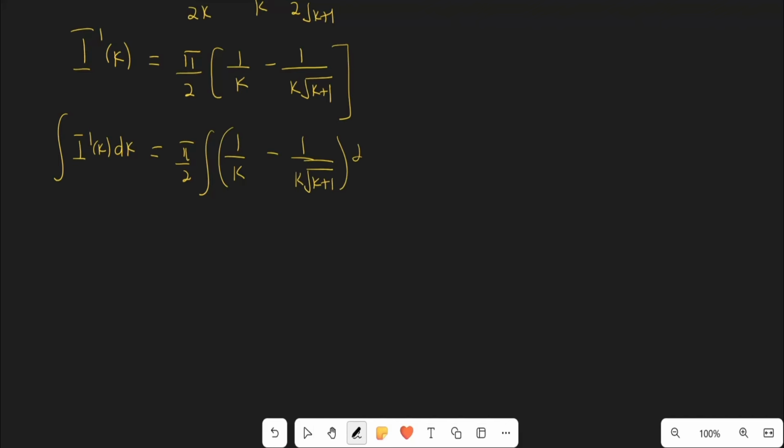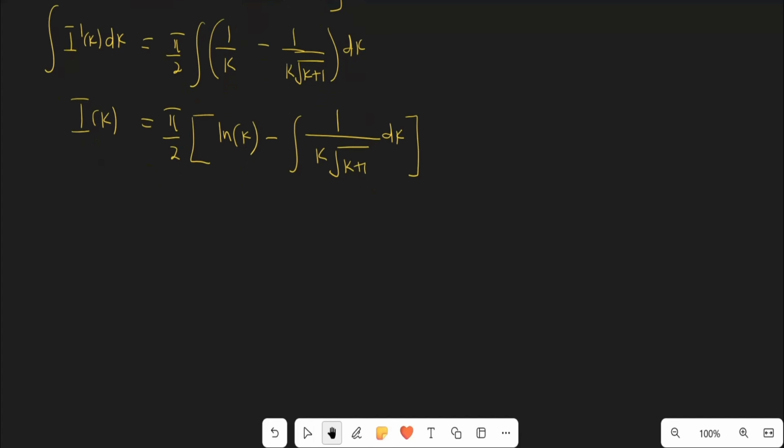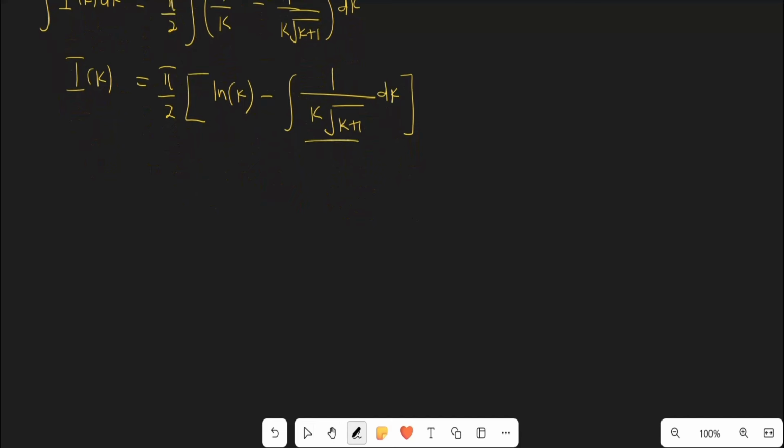All this with dk. So integrating this gives I of k, which I want, and now I have pi over 2, and then integrating 1 over k in the k world is the ln of k, right, minus the integral of 1 over k times the square root of k plus 1 dk. How do I integrate the second one here, this one?